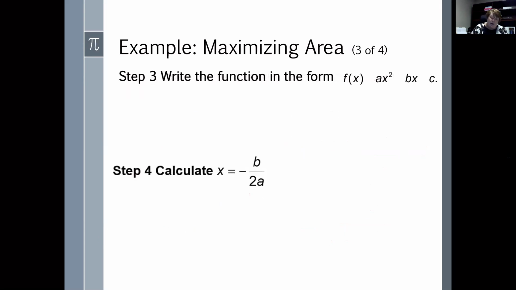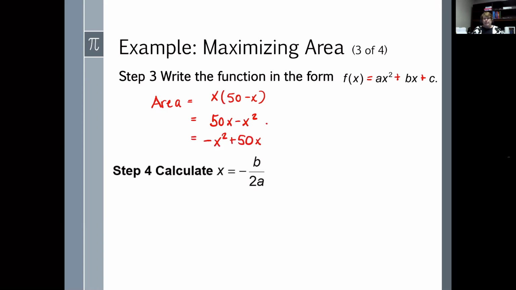Okay, so how do I find that value? Well, I need to find the vertex. So we had the area is x times 50 minus x, and I want to rewrite that in this form ax squared plus bx plus c. So I just want to distribute the x across. And now I do have a quadratic function. Let me rewrite it. This is a quadratic function.